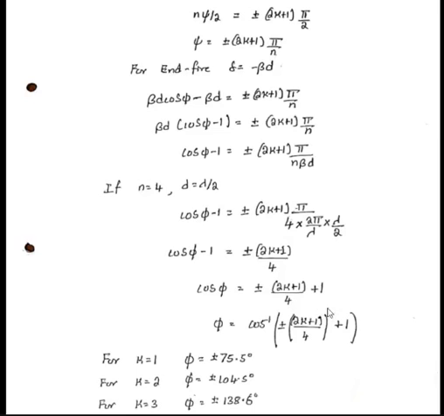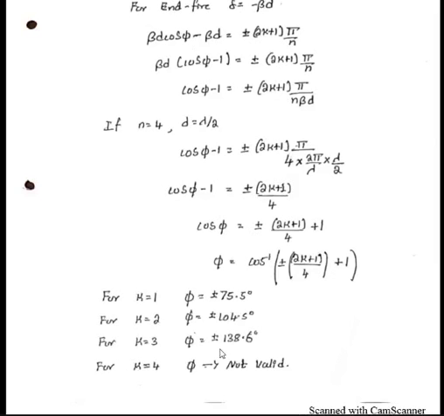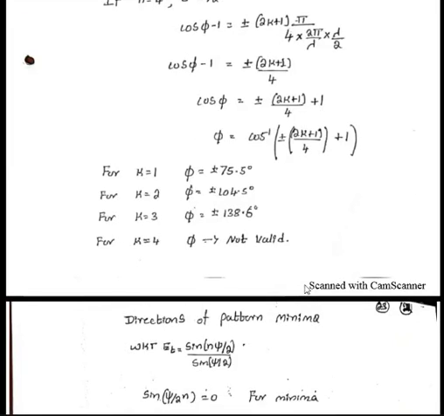Now substitute the value of k is equal to 1, 2, 3 and 4. You will get certain values regarding phi here. If you have cos inverse of something that is greater than 1, it will not be a valid one here. So only the values which are less than 1 will be considered in the cos inverse brackets here, right?